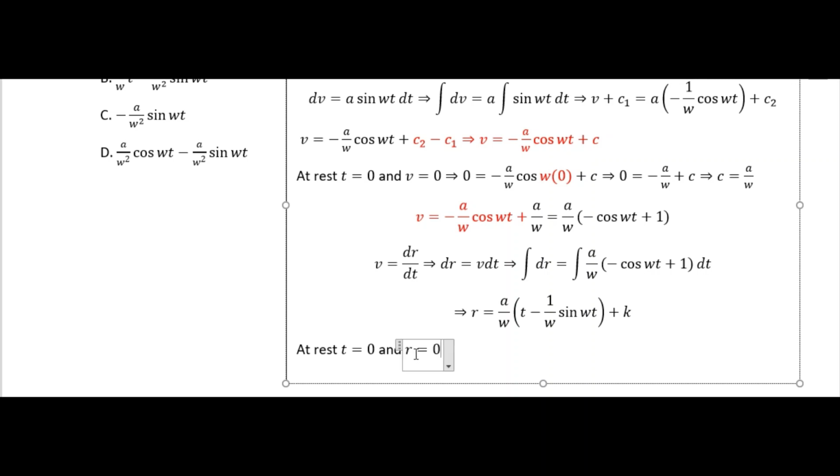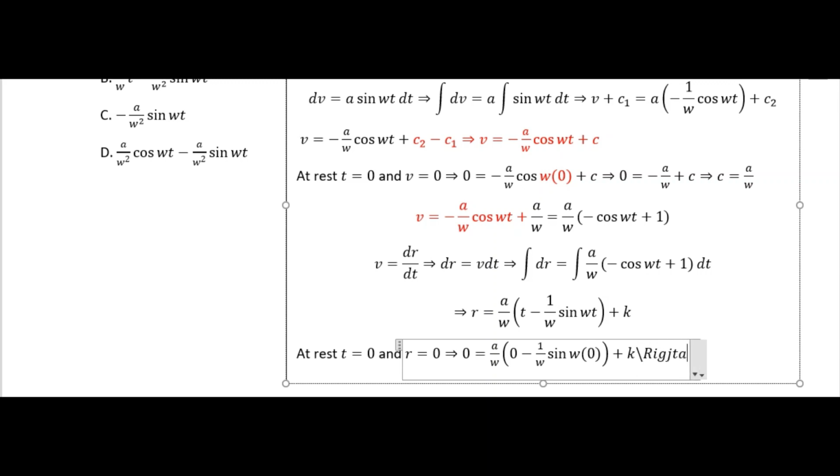So doing that means that we can get the value of k. In the place of r on the left hand side, I'm going to put 0 equal to a over omega, now I have t, which is 0, minus 1 over omega, the sine of omega times 0 because it's t. Then I need to add k. Now this one is just going to give us 0 because sine of 0 is 0. So 0 minus 0 is 0. We multiply it with this, we still get 0. So our k simply gives us 0 because the left hand side of the equation is 0.